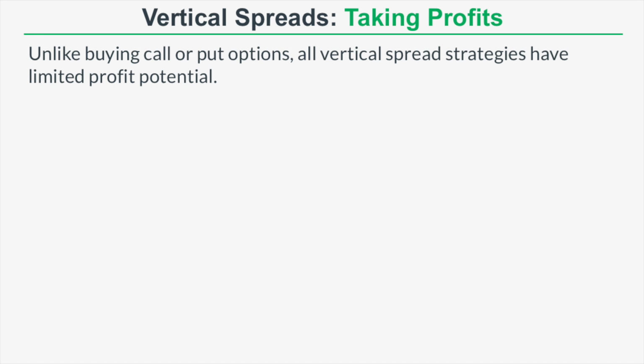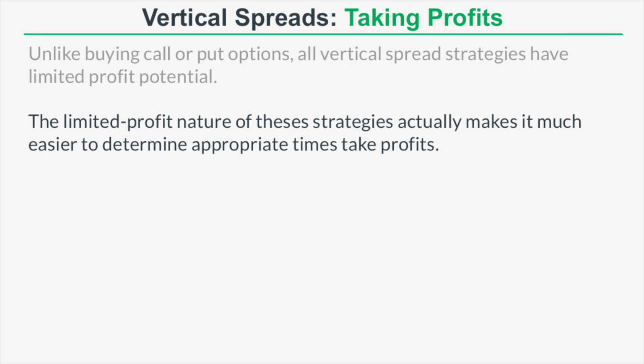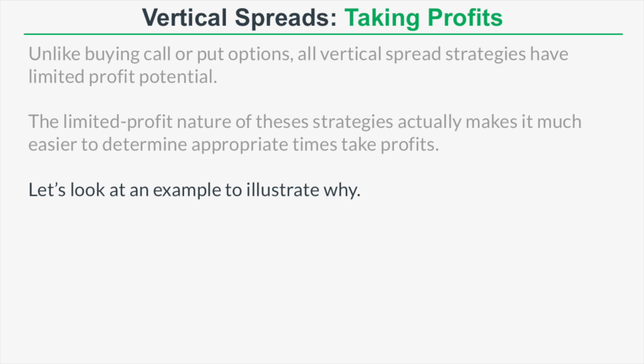Unlike buying call or put options, all vertical spread strategies have limited profit potential. The fact that these strategies have limited profit potential is actually a benefit to you as a trader because it makes the decision of taking profits much easier than if you were just trading long calls or long puts. When you're trading long calls or long puts, you have significant profit potential and your mind will start to play tricks on you if you have a winner, because naturally you'll want to hold the trade longer and you may not know when to take profits because you really don't know how much you can make on the trade. So let's take a look at an example to illustrate why it may be easier to determine when to take profits when trading vertical spreads.